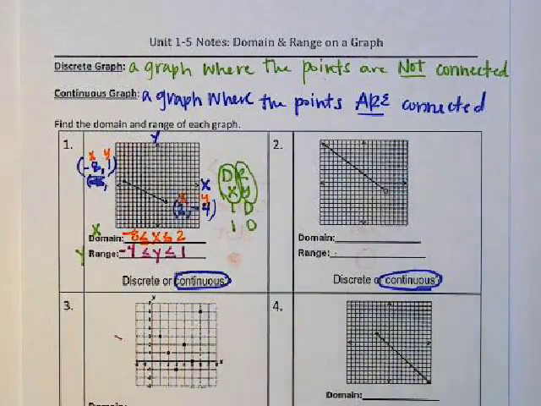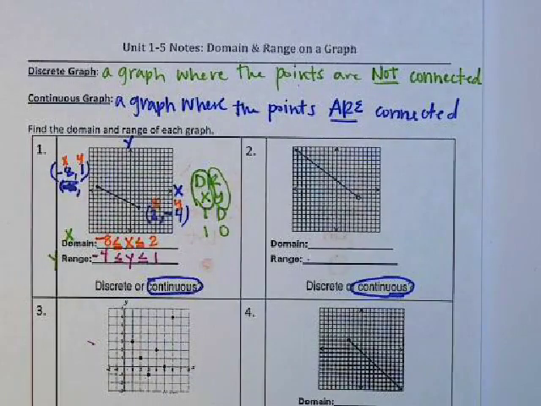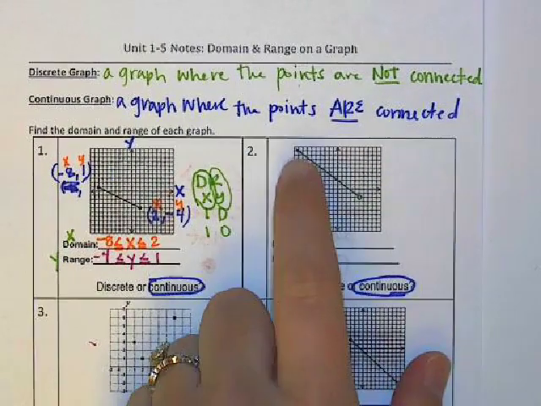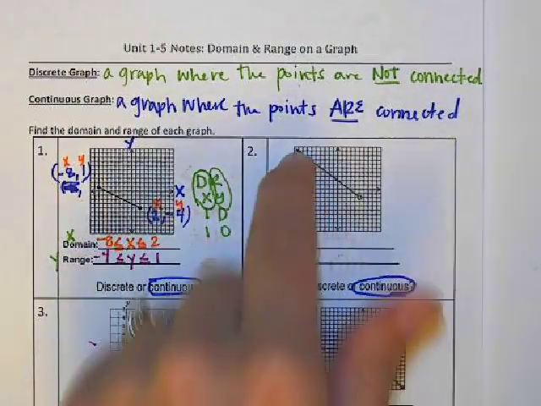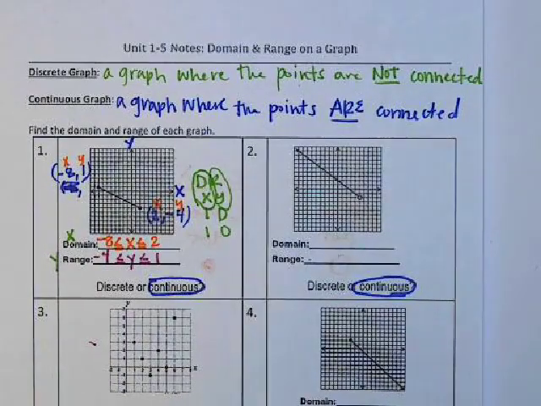Look at number 2. What's the difference on number 2? There's an open circle, and what else? There's no closed dot. How many dots do I have? One. I've got one dot. What's the other side? An arrow. I've got an arrow now.